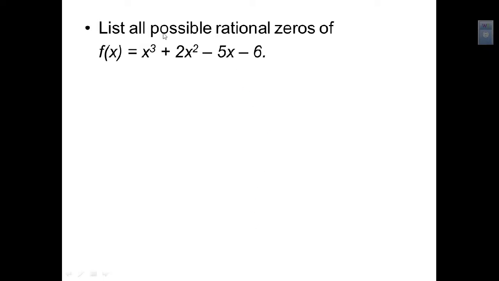All right, so you guys try this one and list all the possible rational zeros of x cubed plus 2x squared minus 5x minus 6. I'm going to pause the video and I'll work it out, and then I'll come back and you can check your answers. So I want you to pause the video, work the problem out, and then when you're ready, come back and check your answers. I'll show you the answer in 3, 2, 1.